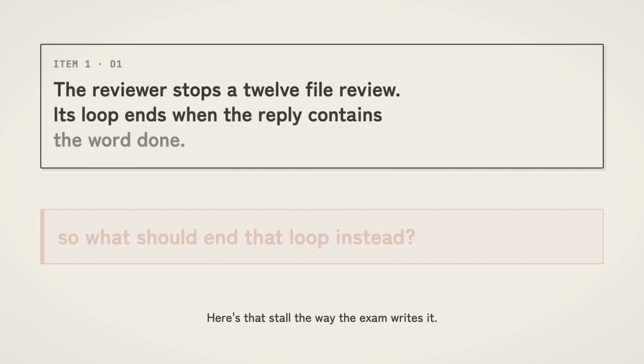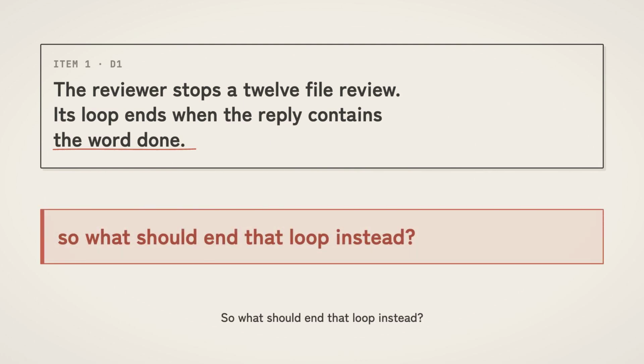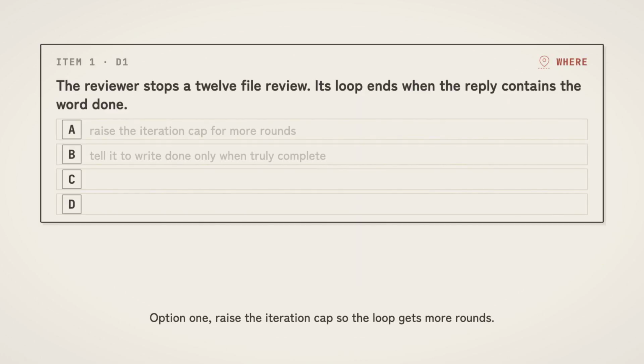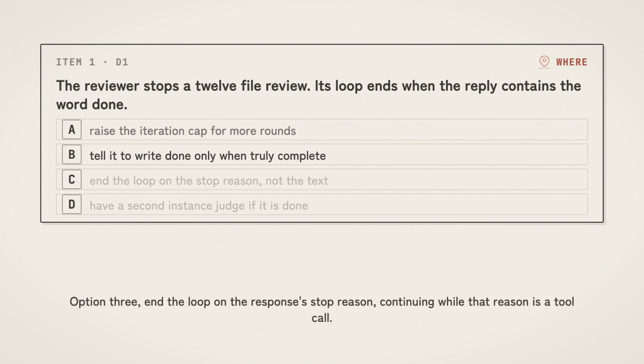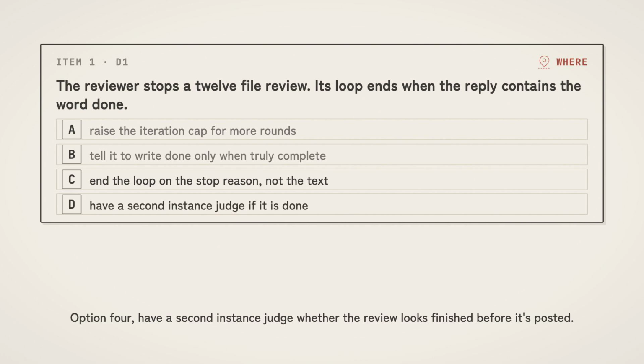Here is that stall the way the exam writes it. So what should end that loop instead? Option 1. Raise the iteration cap so the loop gets more rounds. Option 2. Tell it in the prompt to write done only when the review is genuinely complete. Option 3. End the loop on the response's stop reason, continuing while that reason is a tool call. Option 4. Have a second instance judge whether the review looks finished before it's posted.